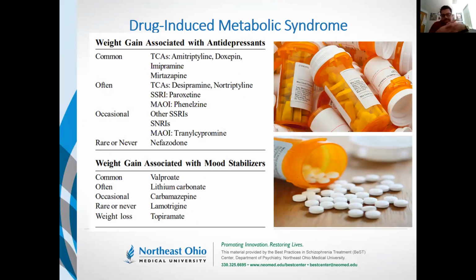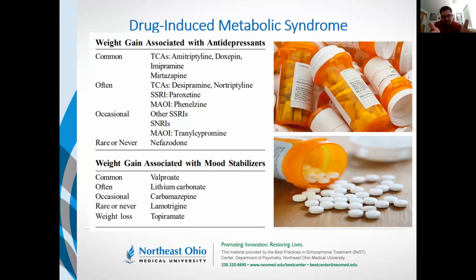Now, weight gain associated with antidepressants as well as mood stabilizers. So this is just a little breakdown. With the antidepressants, the common ones that do result in weight gain, we have the tricyclic antidepressants, such as amitriptyline, doxepin, and imipramine, as well as Remeron or mirtazapine. Often also TCAs like desipramine, nortriptyline, SSRIs like Paxil, as well as MAO inhibitors such as phenelzine. The others are occasional or rare.